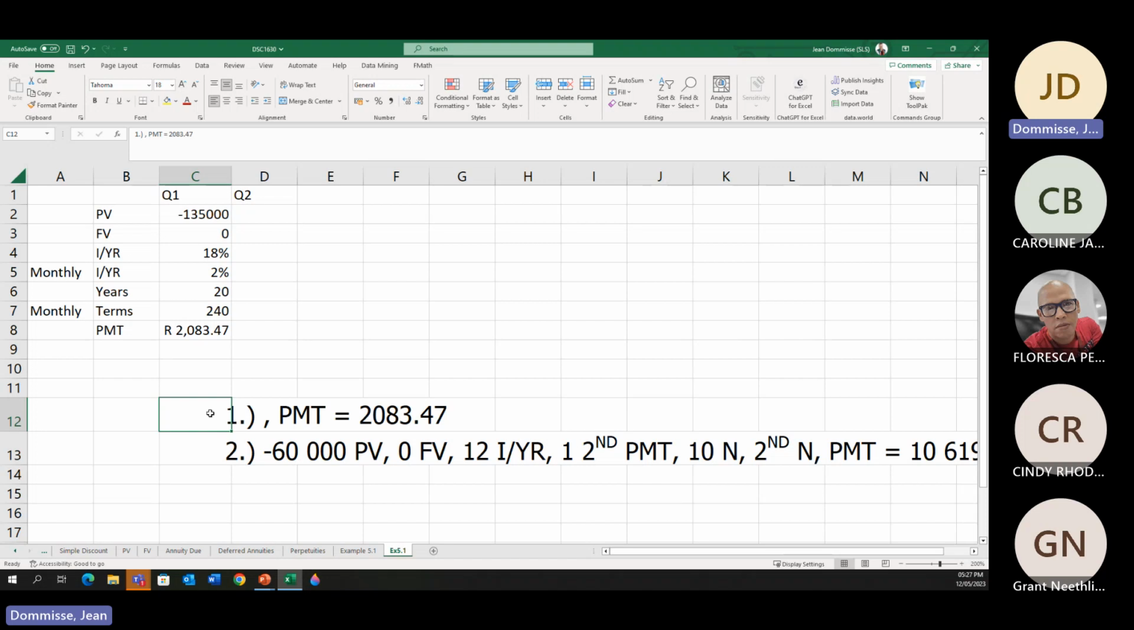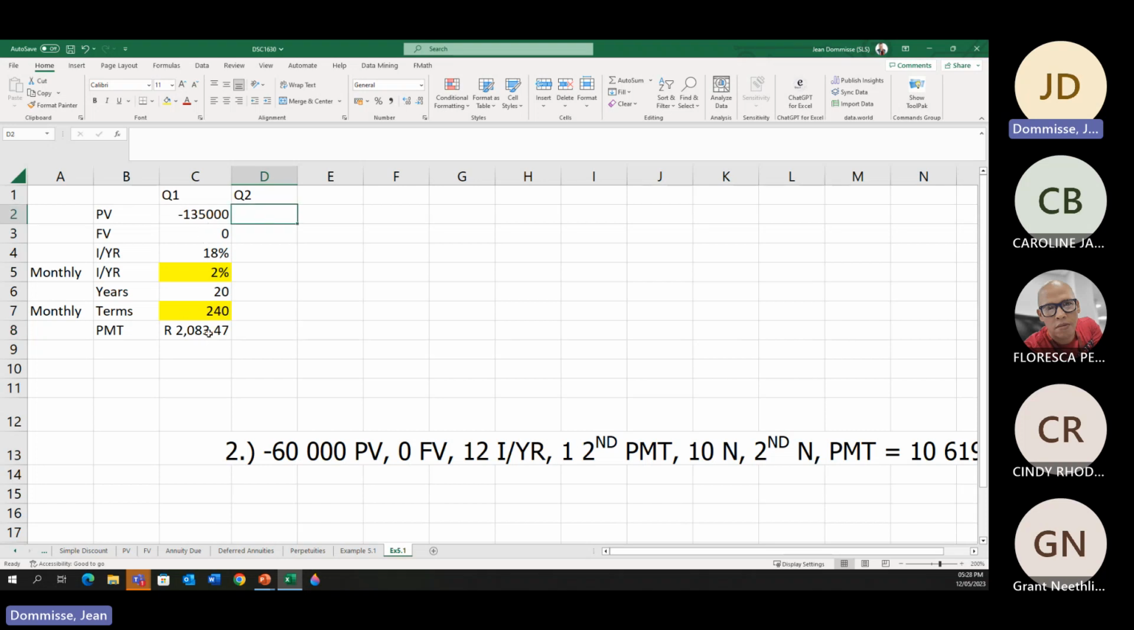So again, I think the important thing here was that for Excel, we need to remember that we use the interest rate for monthly terms, and the same if you look at your period, that you look at the monthly period and not in full years. Okay, so that is then your answer to question 1.